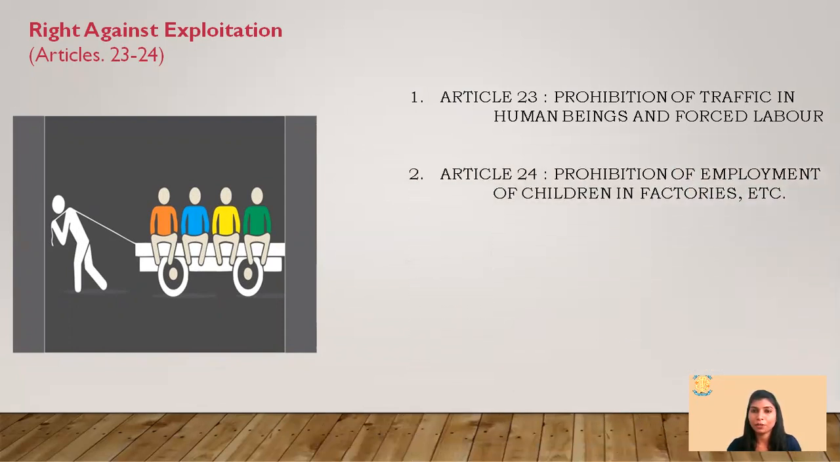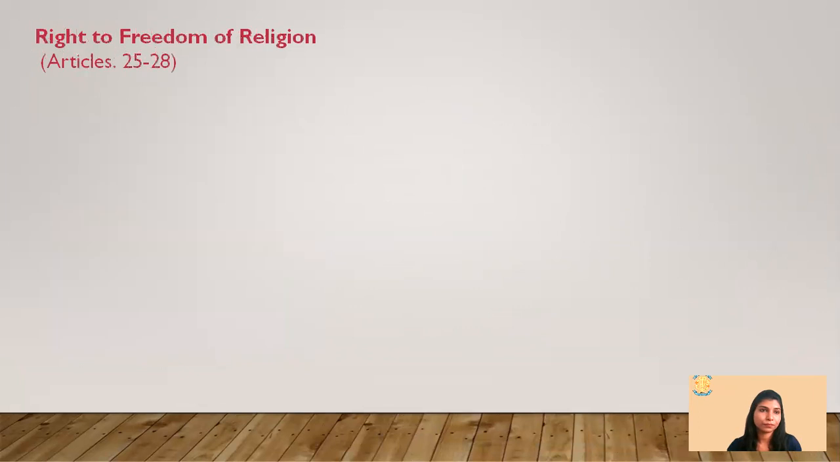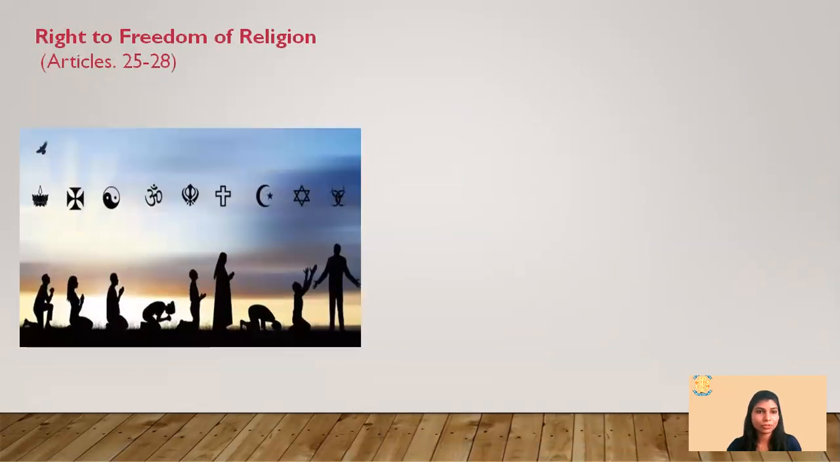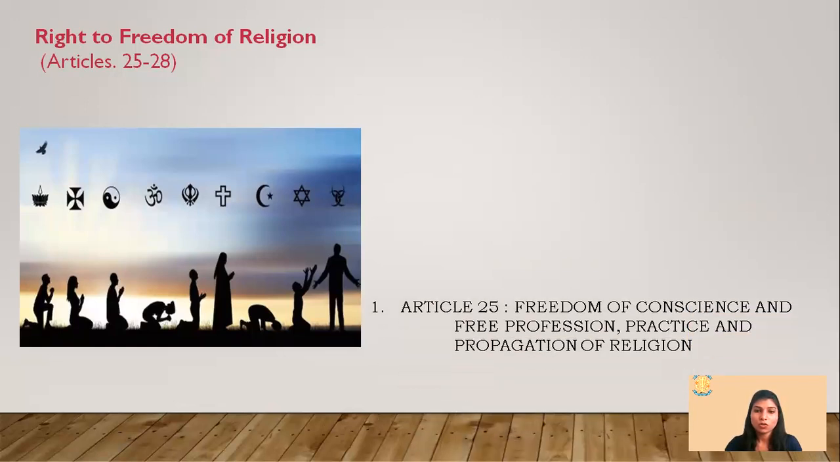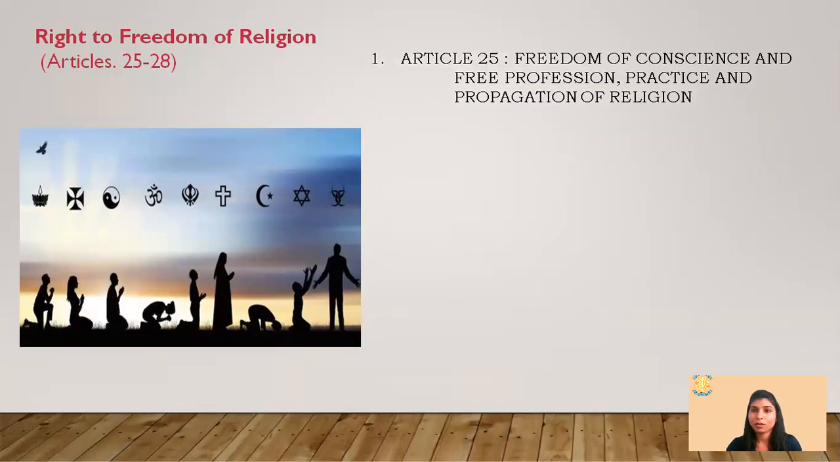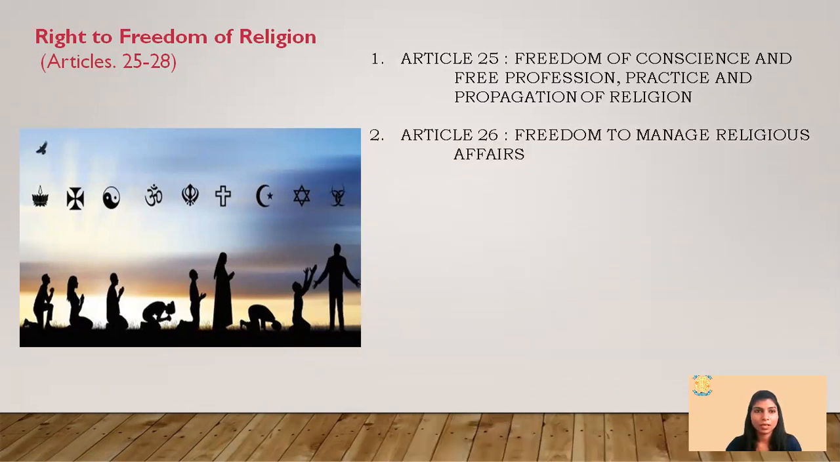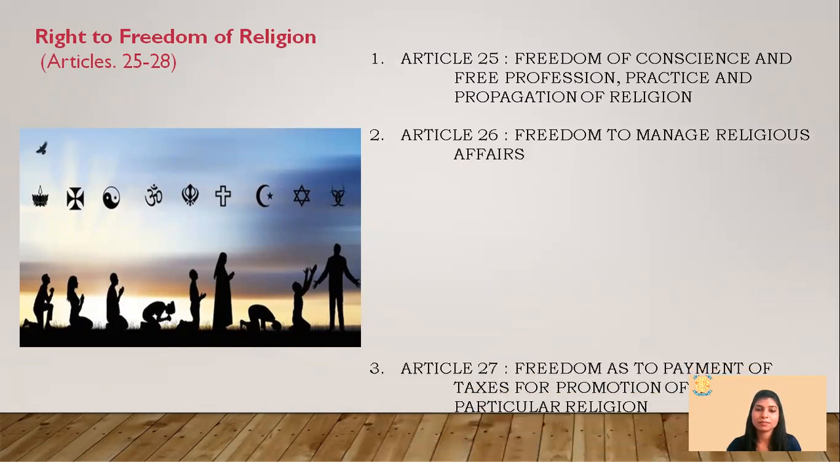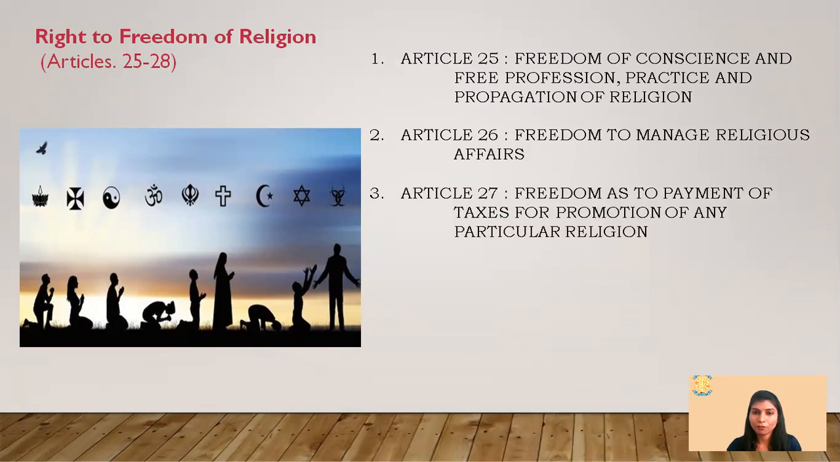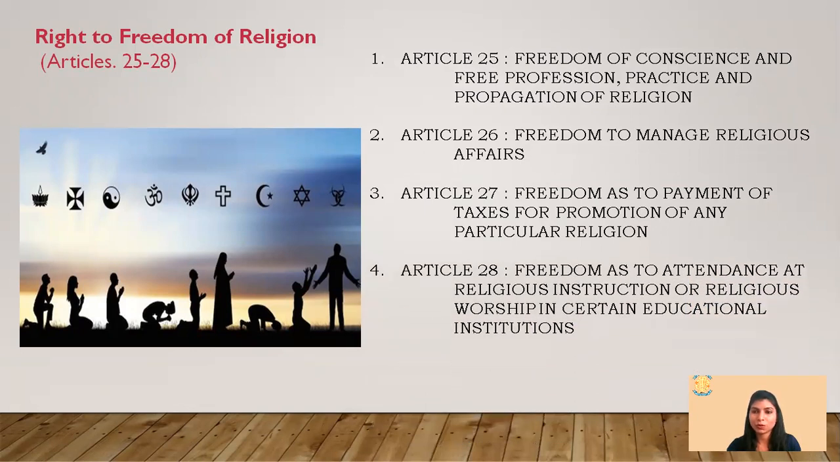Next, prohibition of employment of children in factories. We have a separate Factories Act in which it is also mentioned. Right to freedom of religion. So in India, we have lots of religions and they are practiced. So Article 25 says freedom of conscience and free profession, practice and propagation of religion. Freedom to manage religious affairs. Freedom as to payment of taxes for promotion of any particular religion, and the freedom as to attendance at religious instructions or religious worship in certain educational institutions.